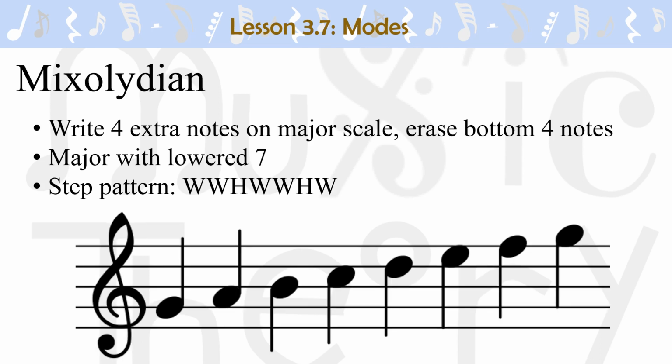Now, Mixolydian scale. The first way is to take any major scale and write 4 extra notes going up. For example, in C major, we take the scale C, D, E, F, G, A, B, C, and keep going up for 4 extra notes, adding D, E, F, G. Finally, we erase the 4 notes on the bottom, C, D, E, F, to get G, A, B, C, D, E, F, G. This scale is called G Mixolydian. The second way is to take a major scale and lower scale degree 7 by a half step. The last way is using its own step pattern: whole, whole, half, whole, whole, half, whole.